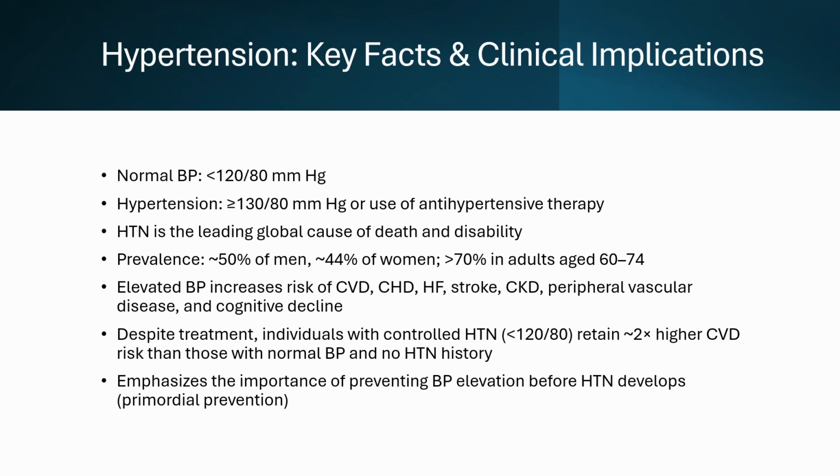It's important to recognize the importance of preventing hypertension in the first place. Patients on antihypertensive medications who have blood pressure readings of less than 120 over 80 still have twice the risk of cardiovascular disease compared to patients with blood pressure readings of less than 120 over 80 without hypertension. Once blood pressure is above normal, there may be irreversible vascular damage and residual risk even after treatment is started.